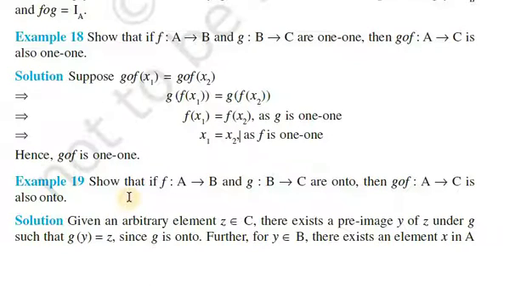Now you see that if f is a function from A to B and g is a function from B to C and they are onto, then g of f from A to C is onto. So this is also very much the same. To show that g of f is onto, we'll take one element in C, for example z, and we'll prove that there is an element in A such that g of f of that element is z.